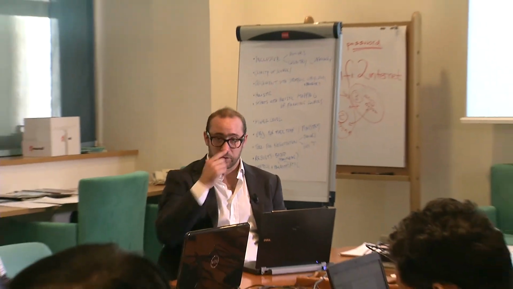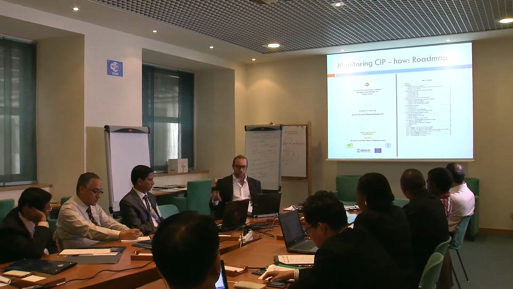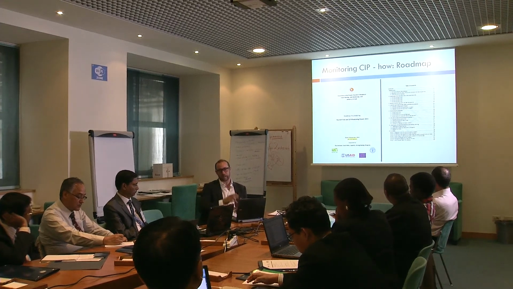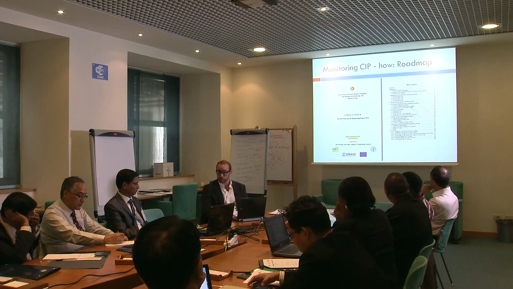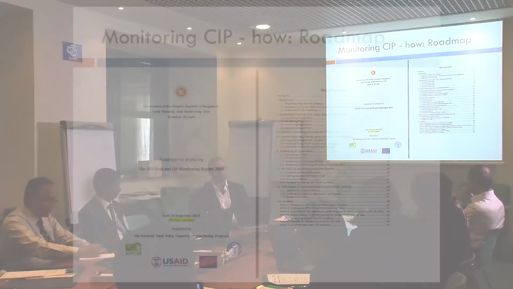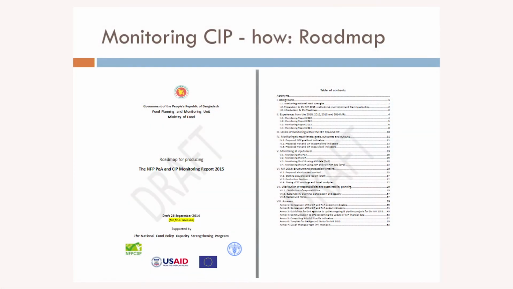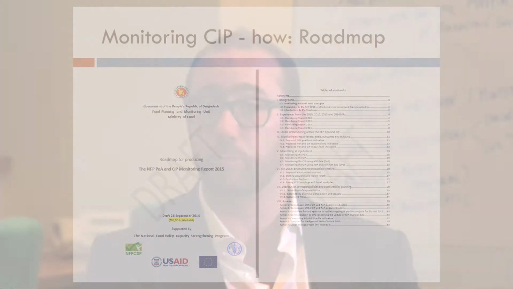Then how are we going to proceed? For the case of Bangladesh, on food security, every year the Food Planning Monitoring Unit, FPMU, produces a roadmap that describes in detail how the different actors should work and how the different thematic teams should gather, how frequently, and how they should provide and produce the monitoring.